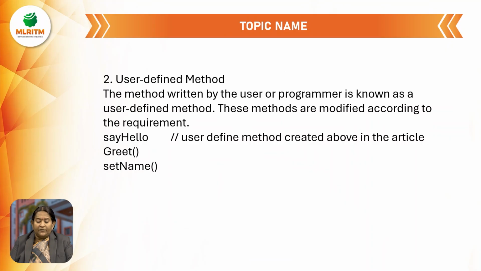The second one is user-defined methods. The methods written by the user or programmer are known as user-defined methods. These methods can be modified according to the requirement. Whenever we want to perform a task, we will create a method, and whenever we want to modify a method, we can update it. Say hello, greet, set name are a few examples. Depending upon the need of the particular program, we will create a particular method.